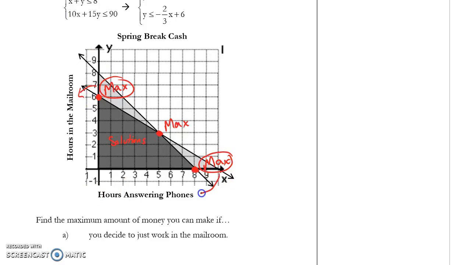This maximum represents hours answering the phones. That's the maximum number of hours you're allowed to answer phones in this situation. This one, however, is the maximum combined, which we'll get to in just a minute, a question on that. And it's an ordered pair. In this case, it's 5, 3. So we'll answer that question in a minute. This is always your minimum, 0 and 0.